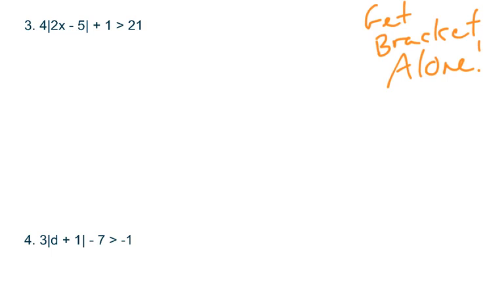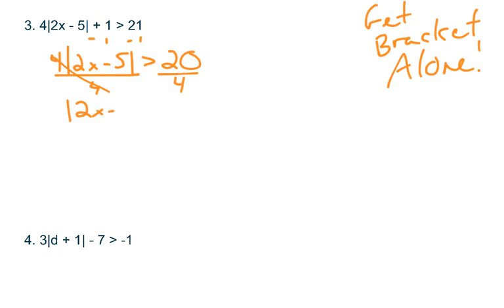The way we're going to do that is by using our algebra skills. We're going to get rid of the 1, so minus 1, so we'll have 4 times the absolute value of 2x minus 5 is greater than, let's see, 21 minus 1 is 20. Then we've got to get rid of the 4 out front. I'm going to do that by dividing. So the 4's will cancel. I'm left with the absolute value of 2x minus 5 is greater than 5.